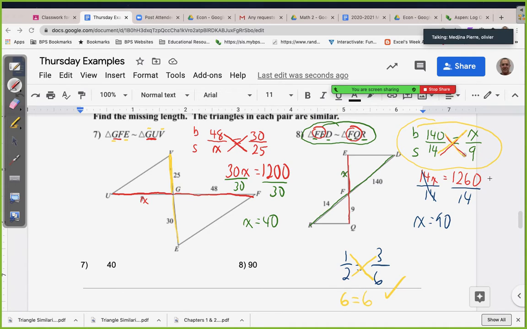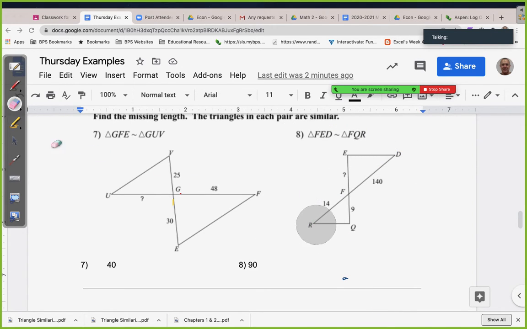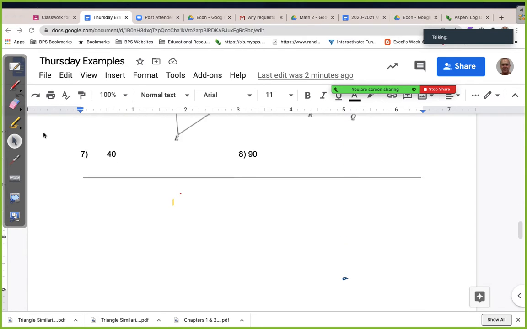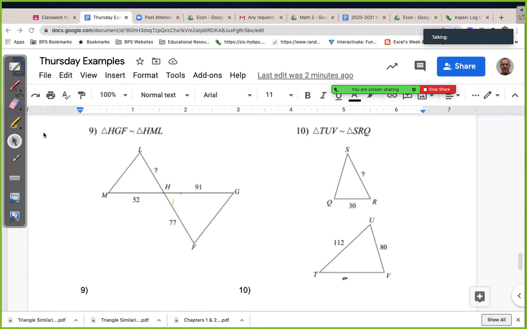Okay. Should we go back over number 7, Olivier, or should we just move on and do number 9? Number 9. Okay. Does anybody want me to wait before we move on? Okay. Let's skip ahead to number 10, just for kicks, and then we'll go back to number 9 if you'd like to.